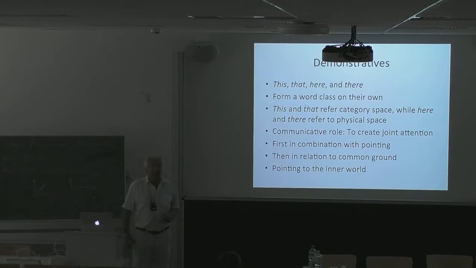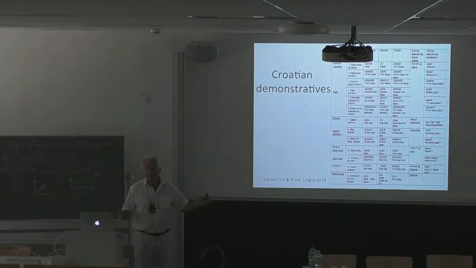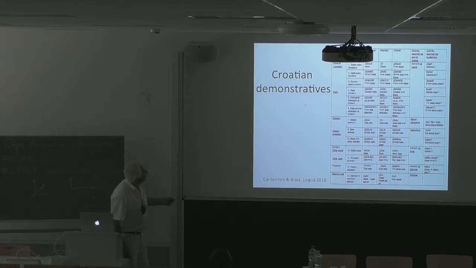There are other languages that have richer demonstrative systems. And I've done some work with Maja Brala, who is a Croatian linguist. And Croatian is a Slavic language. It doesn't have determiners. And one way of getting around the problem of identifying reference is to have a rich system of demonstratives. So they have this proximal, medial, and distal. I mean, all the words in capital letters are Croatian words here. And then we analyzed all these words in terms of the domains here.